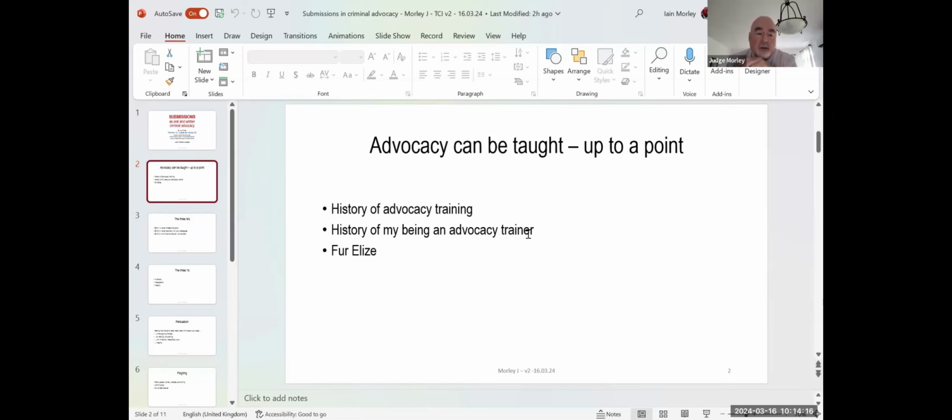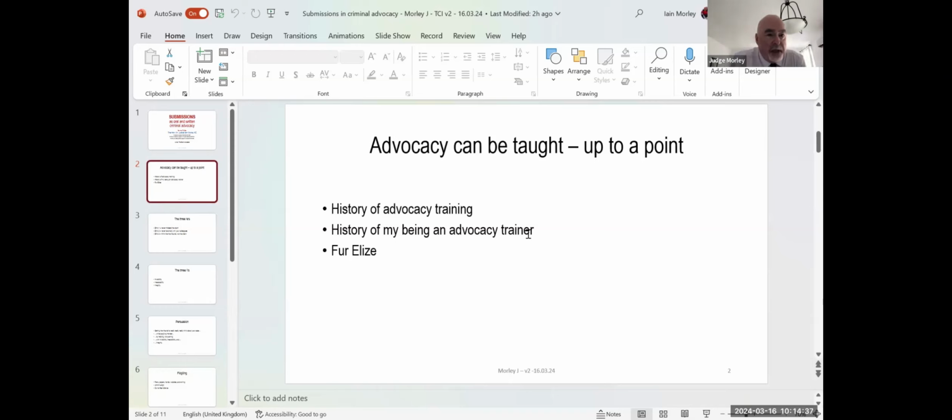You'll find it in all the common law jurisdictions. You'll find it also in formerly communist jurisdictions. And it's growing in its presence in civil law jurisdictions. I know there's quite a lot of activity in South America at the moment. So advocacy training has become a big thing.